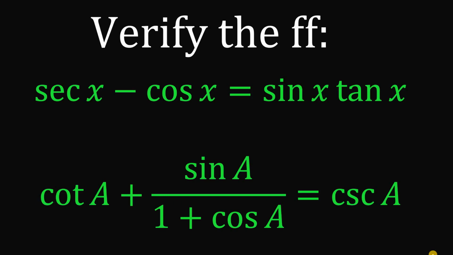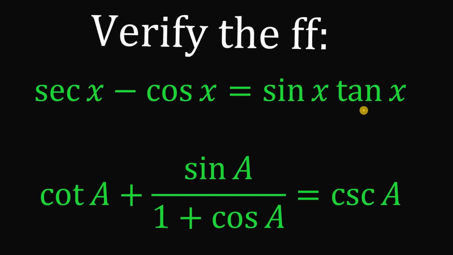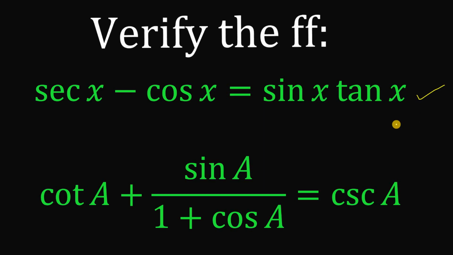For today's video, we will verify some trigonometric identities. So secant x minus cosine x equals sine x multiplied by tangent of x. This is the first one. By the way, this question is suggested by one of our followers.